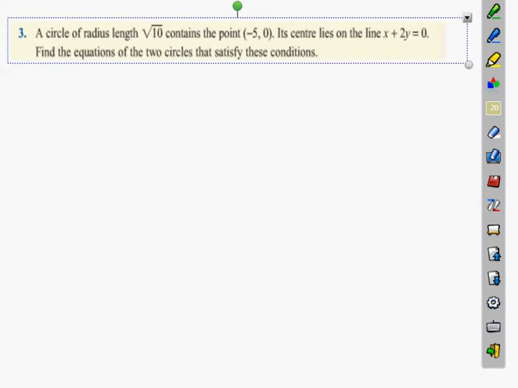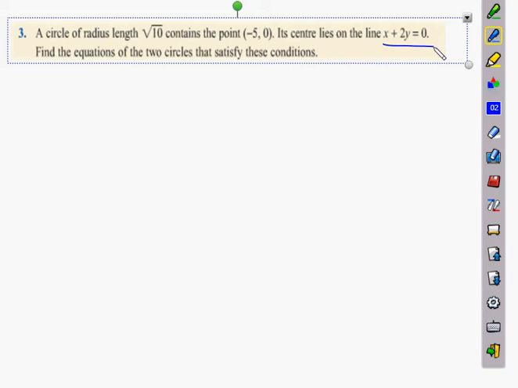Hey guys, so what we have here is a circle of radius root 10 that contains the point (-5, 0). The centre lies on the line x + 2y = 0. Find the equation of two possible circles that satisfy these conditions. Two circles, not one. Okay?